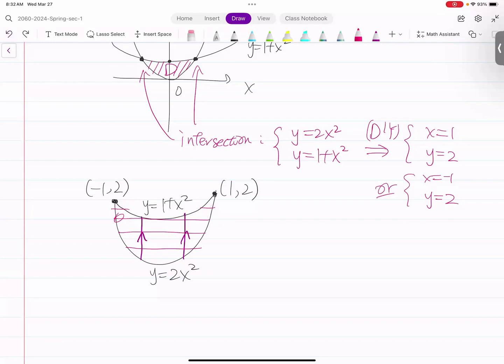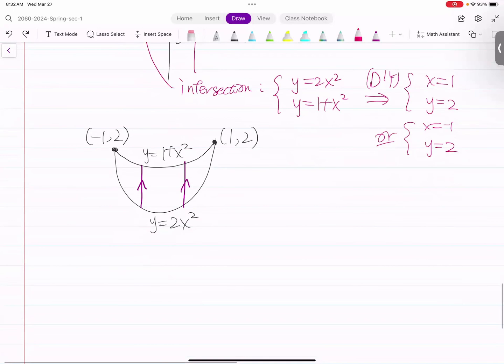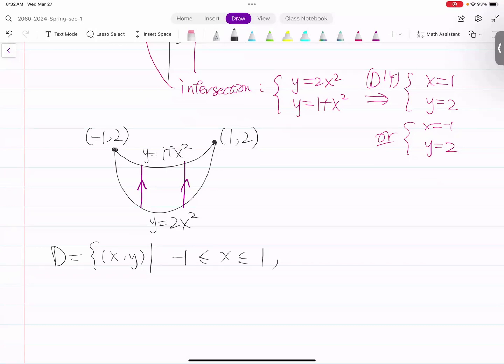Right, so let's get rid of that. And so that's described. So in terms of type 1, it's actually simple. So we know now x is between -1 and 1, so we describe that first. X is cut between -1 and 1, y is cut between, okay, so the lower bound is 2x squared, the upper bound is 1 plus x squared.